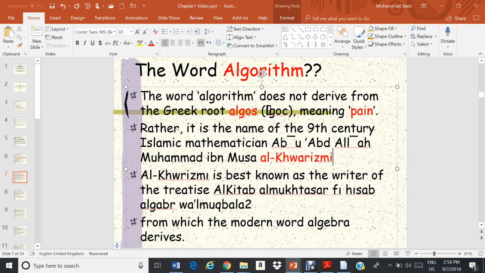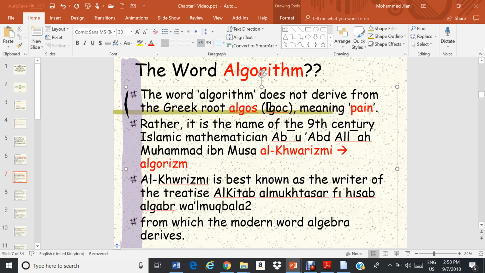Now, if you take al-Khwarizmi, and take the al-k alone, alga, until here, algorithm. If I want to translate this word, we say L, K, H, which is an Arabic kha, convert that to G, and then the W is O, then R, then I, then Z, M, algorithm.